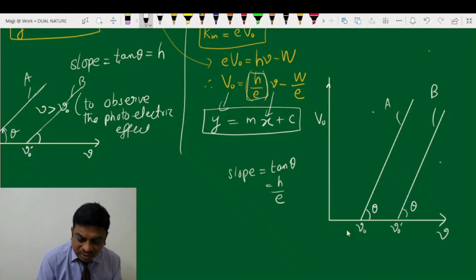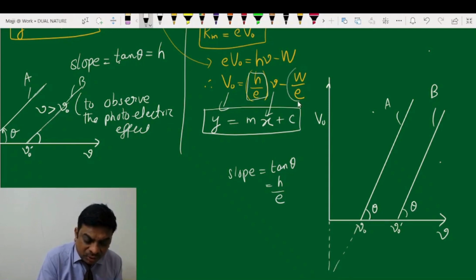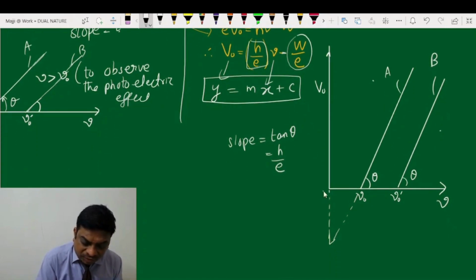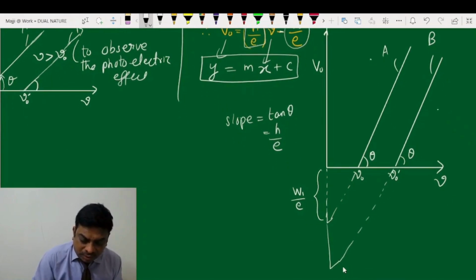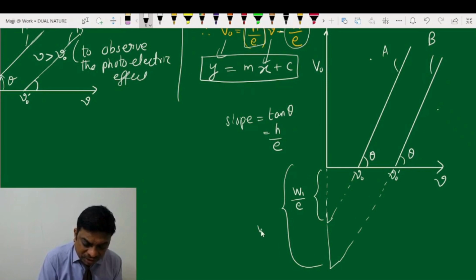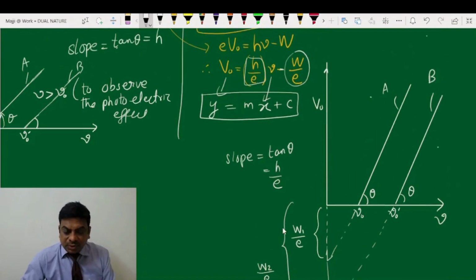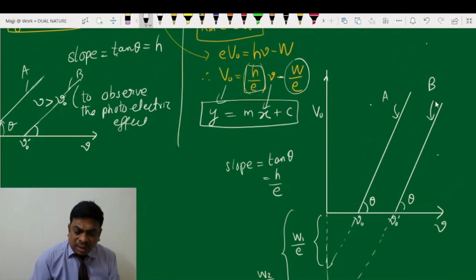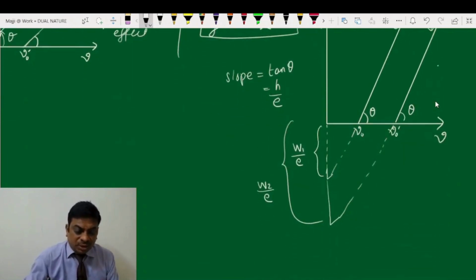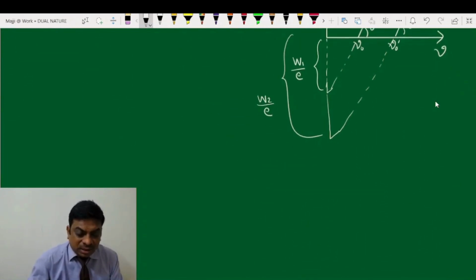So these represent threshold frequencies, and the intercept on the y-axis is this, below the origin. The minus sign indicates that it is below the origin. So for the first, numerically it will be the work function for the first divided by electronic charge. Similarly for the second, it will again be the corresponding work function divided by electronic charge. So this is how you get the different graphs, students. I hope that is clear.